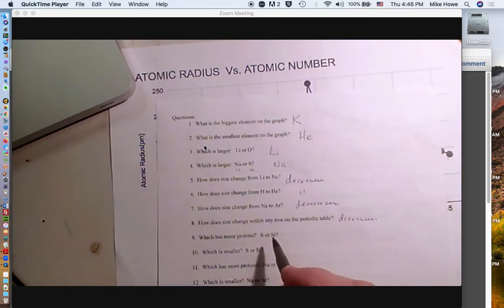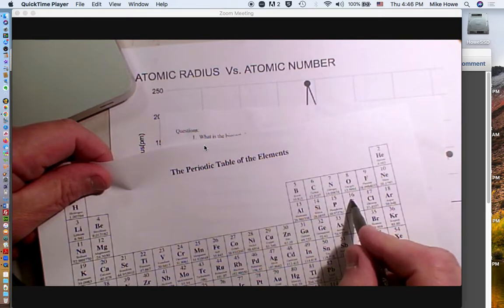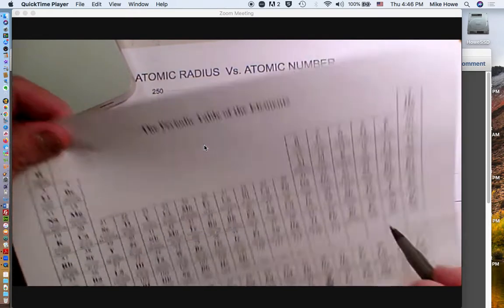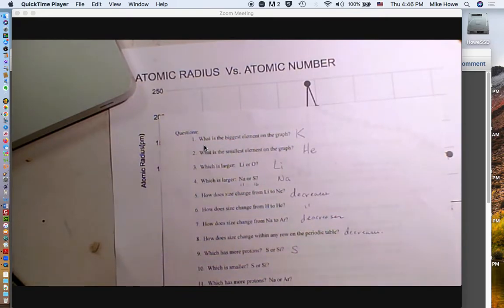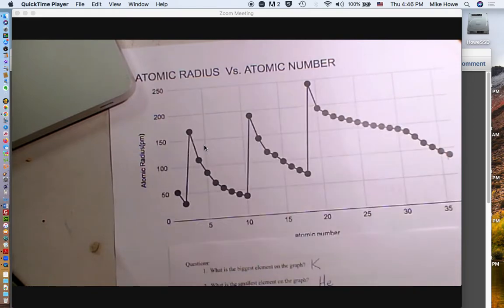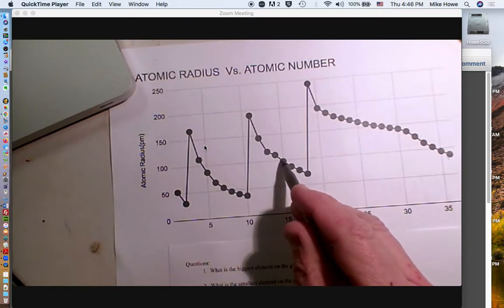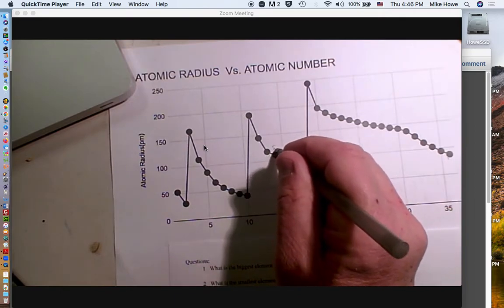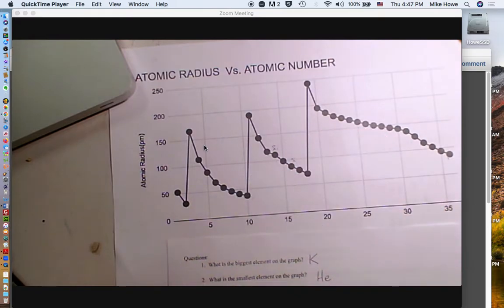Now, which has more protons, sulfur or silicon? Now, here's sulfur, here's silicon. Sulfur has more protons, 16 versus 14. So the answer to that one is sulfur. Which is smaller, sulfur or silicon? So this was element 16, that's element 14. So you go back up here, 15, 16, 15, 14. So that one is silicon. That one is sulfur. So it looks to me like sulfur's smaller.